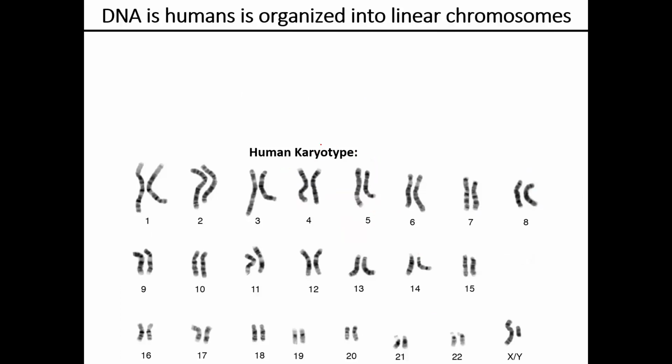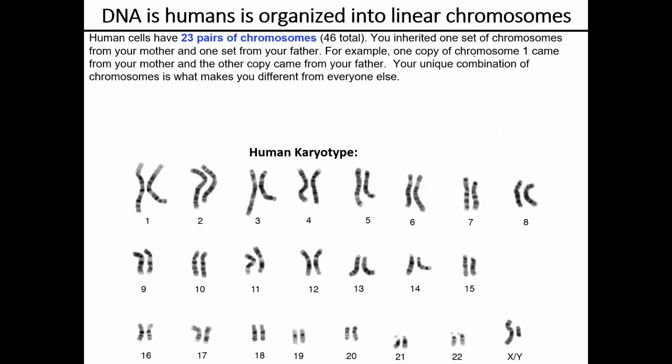So let's go ahead and dive a little bit deeper into what chromosomes are, exactly what's going on with them, what do they look like, and why do we need them? So in humans, we have about 23 pairs of chromosomes right here, and that's going to give us a total of 46. So the cool thing is you're going to inherit one of these sets of chromosomes from your mother and the other set from your father.